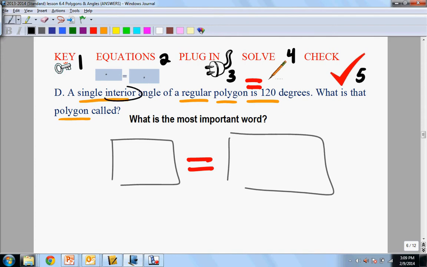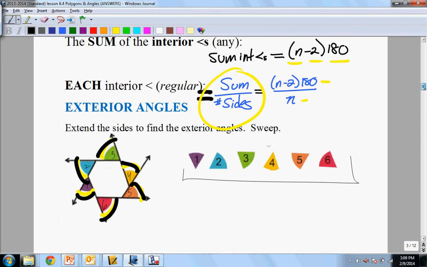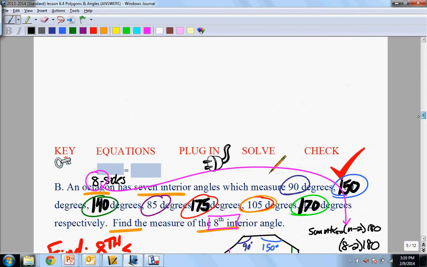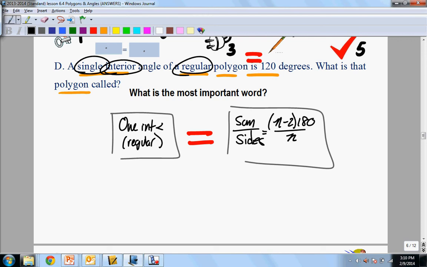So let's write the equation that's related. We have a single interior angle of a regular polygon. So the equation we're using here is this one for interior, which is sum over sides, works for regular, sum over sides, that one right there, sum of the interior, n minus 2 times 180 over n. So we write 1 interior angle, and this only works for regular, equals sum over sides, which in this case the sum is n minus 2 times 180 over n.